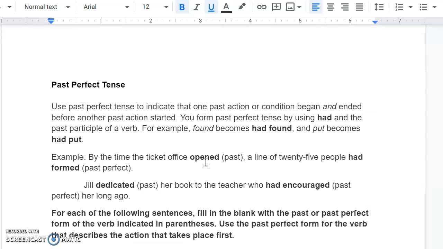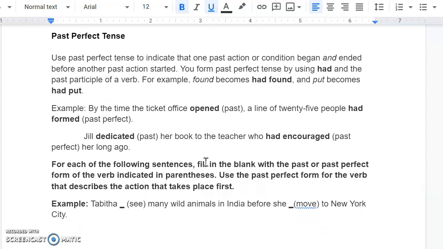Second one's a little bit more complex. It's called past perfect tense. And you use this to indicate that one past action started and ended before another even started. So you're going to have two verbs in the sentence. You form past perfect tense by using had and the past participle of the verb. So for example, the word found becomes had found, and put becomes had put. So we're not using has or have, we're just using had.